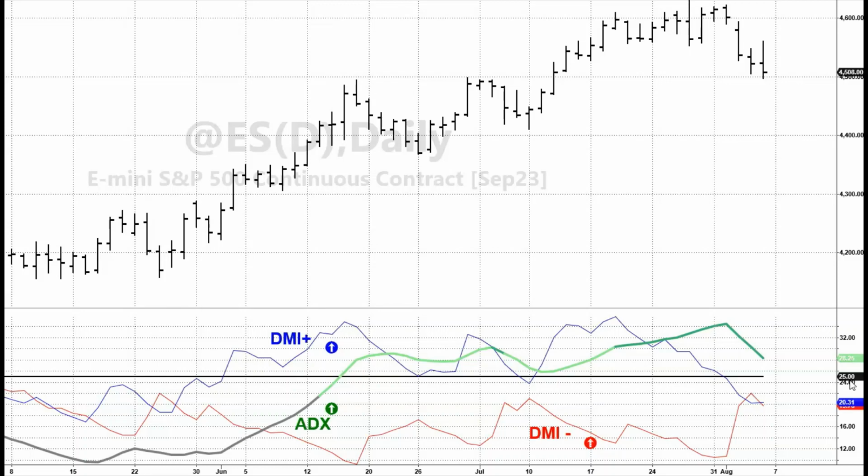Our ADX line remains gray all the way under 20. At 20, it turns green. And we have it turn green at 20 instead of 25 just to provide us with an early indication that ADX is approaching that key level of 25.